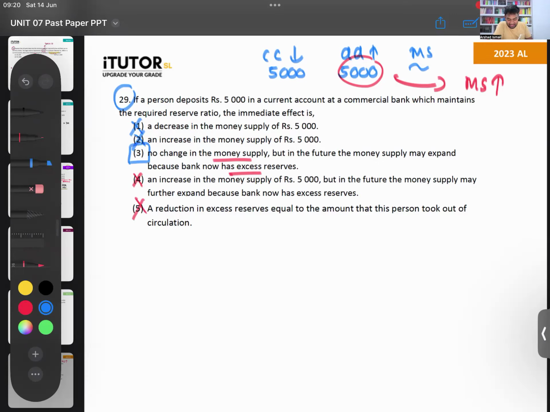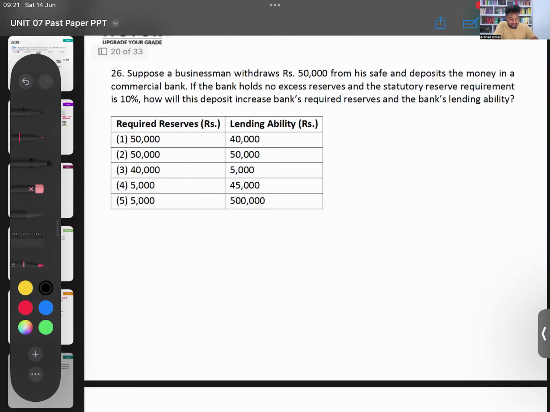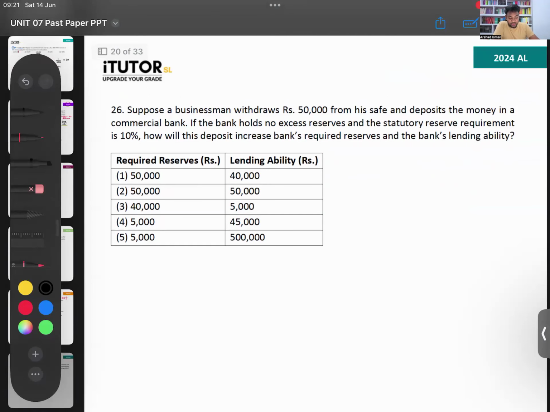See, the immediate impact and the future overall impact, it's the same thing that we have been learning. They have been testing that in calculations. Now they have put that testing in a theory kind of format. Okay, that's 2023, question 29. Then we have the last MCQ. After that, we can move to the essay questions. So 2024, the latest paper. Now we'll see if y'all can get this right.